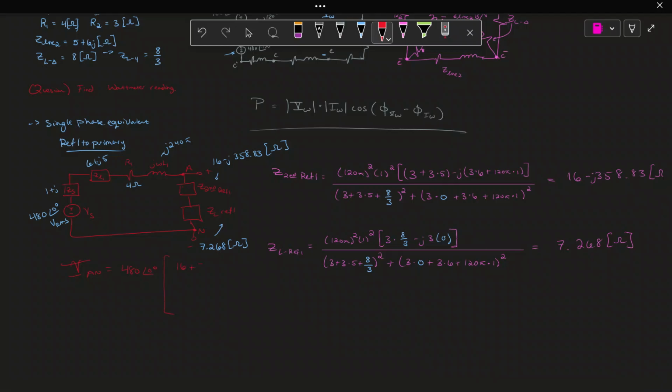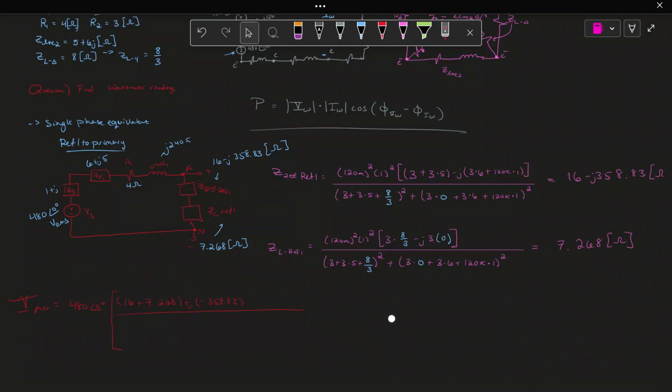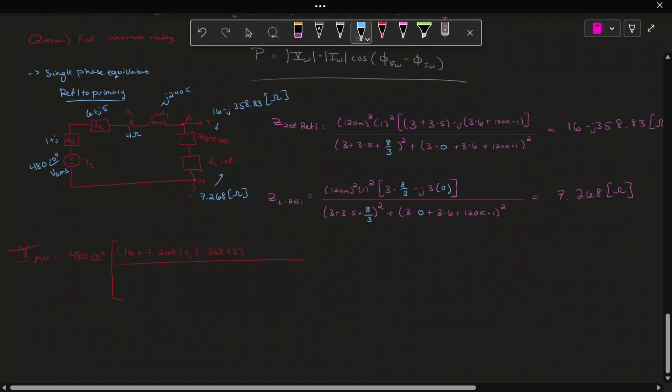So 16 plus 7.268 plus j, what, minus 358.83, divided by, and this is going to be quite large. I'll move this down, maybe. Move this out of the way. We'll just divide this by, again, 16 plus 7.268.